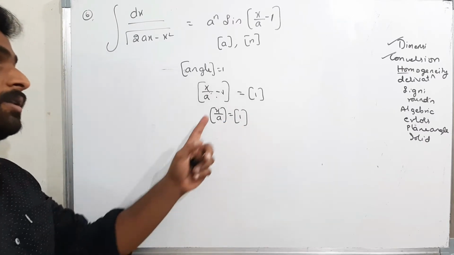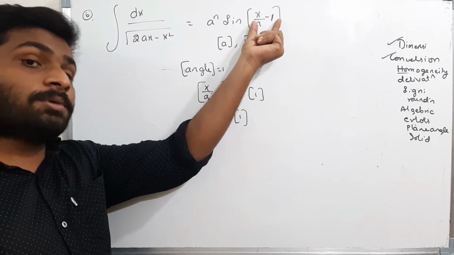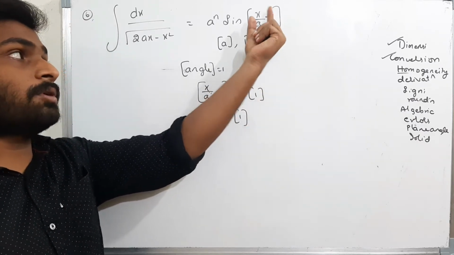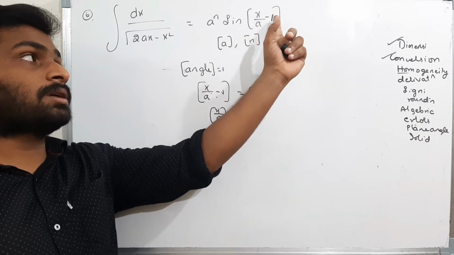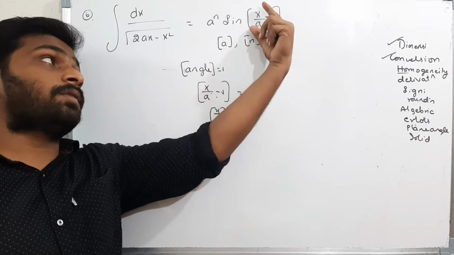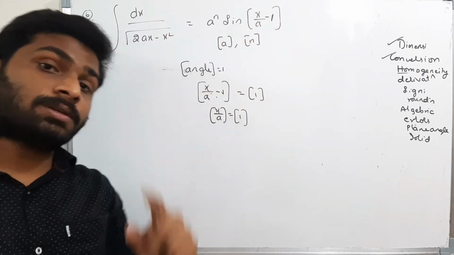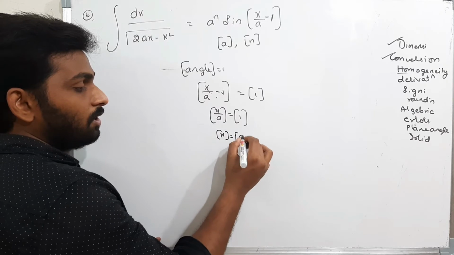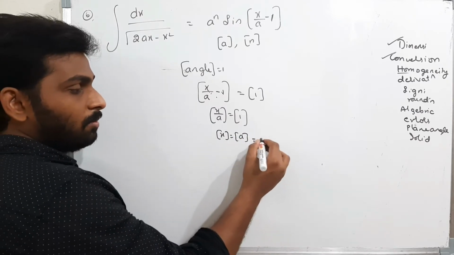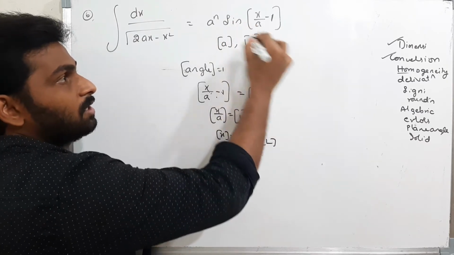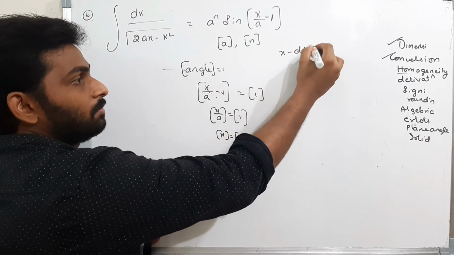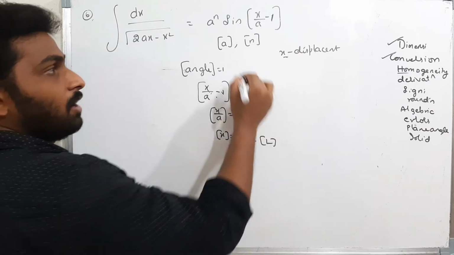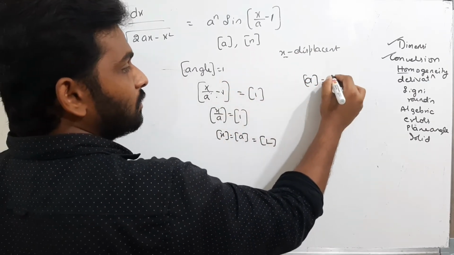See here, I am subtracting these two terms. If I am subtracting, the dimensionality must be same by the principle of homogeneity. That means the dimension of x by a and dimension of 1 must be same. 1 is a constant. Therefore, dimension of x must be equal to dimension of a. Where x is the displacement, therefore, dimension of x is nothing but L. Therefore, dimension of a I got.